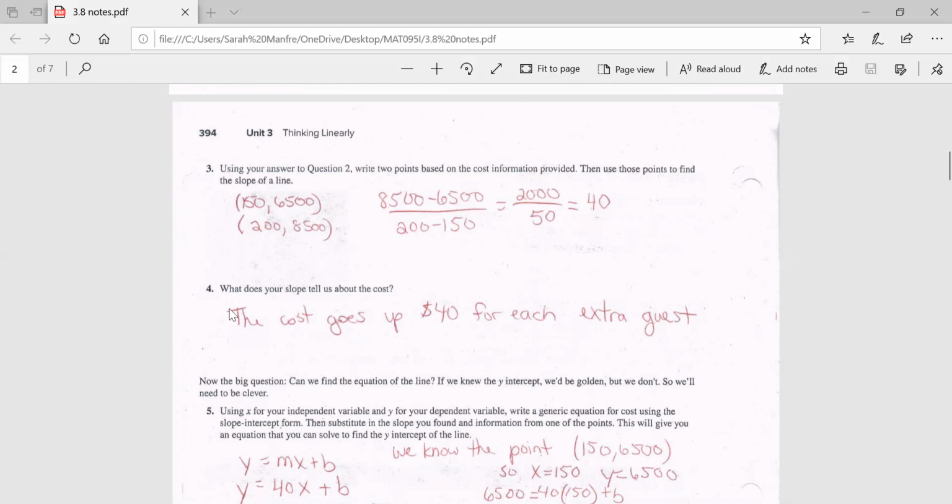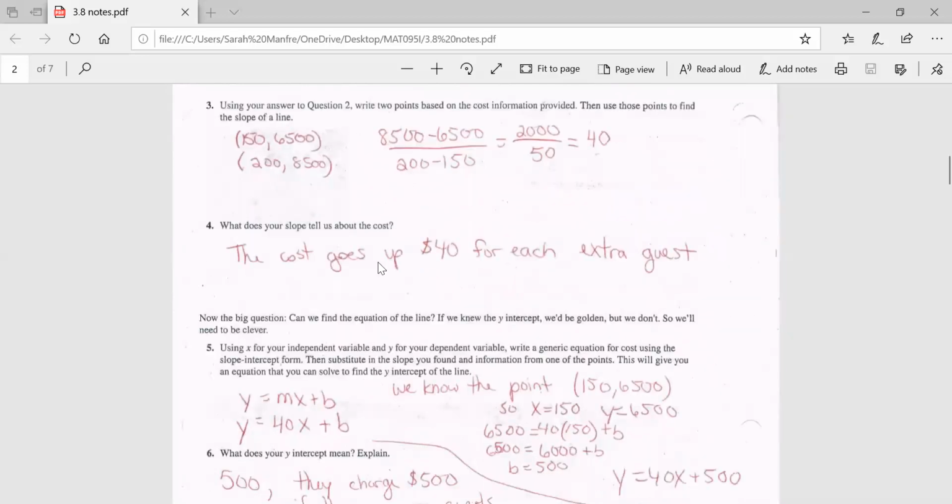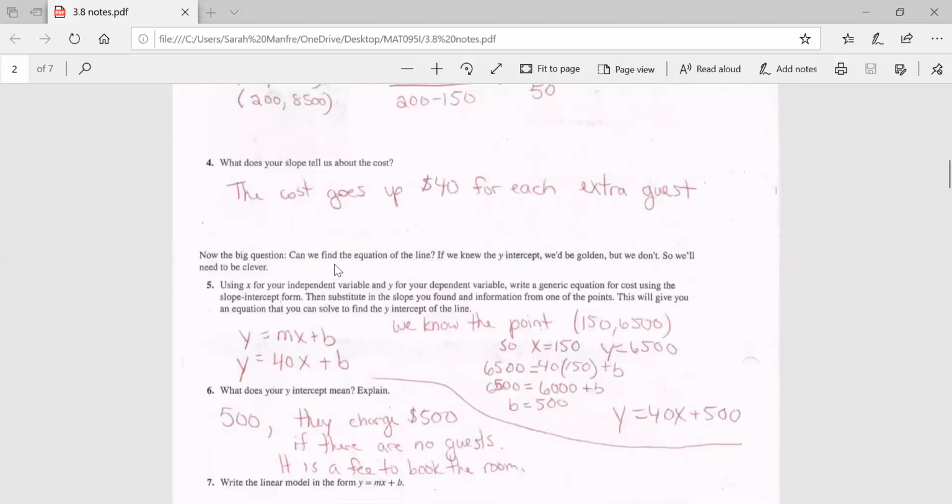Okay, question 4 says, what does the slope mean? It means that the cost goes up $40 for every extra guest. So for each additional guest that comes to this gala, you're going to have an additional $40 cost. Okay, so now the question is, can we use this information that we just found to write the equation of a line? And the answer is yes.